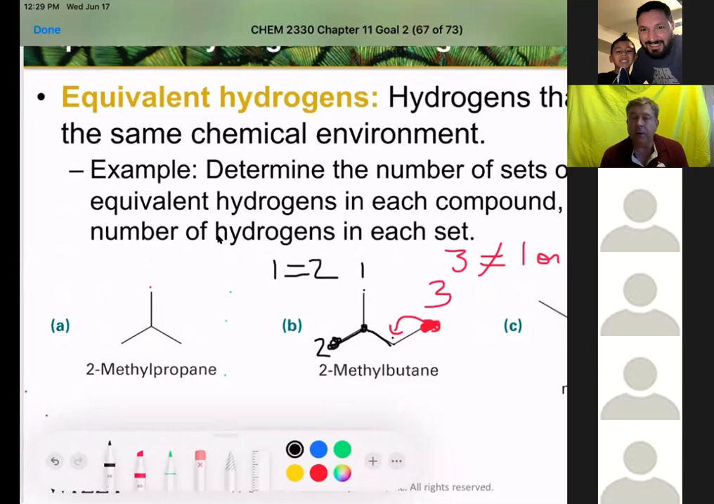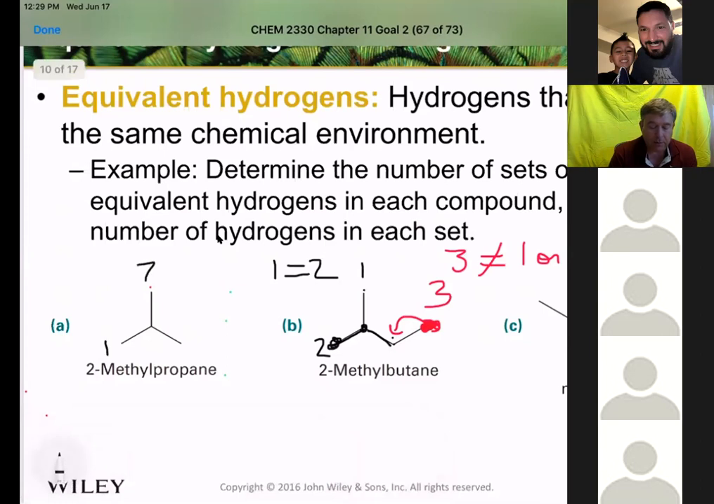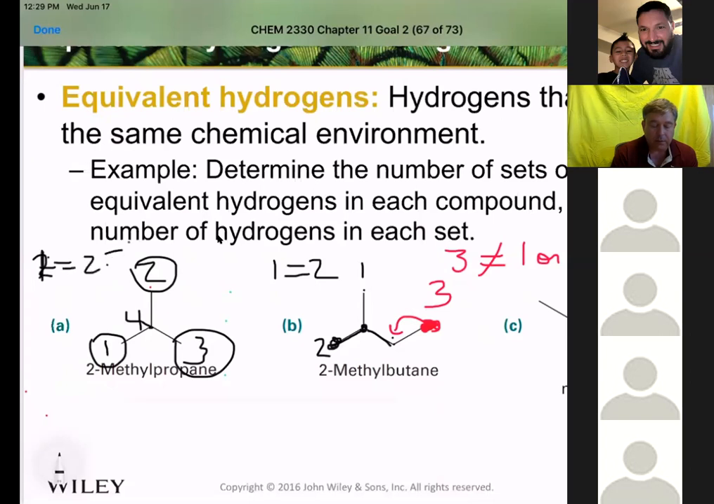Okay, going back, the question is, are the hydrogens on carbon 4 not the same as the carbon on 1 and 2 in the 2-methylbutane? Okay, so in 2-methylbutane, I'm going to call this carbon 1, this carbon 2, this carbon 3, and this carbon 4 in the middle here. Carbons 1, 2, and 3 are all identical, which means their hydrogens are all the same. So 1 is equal to 2, which is equal to 3.